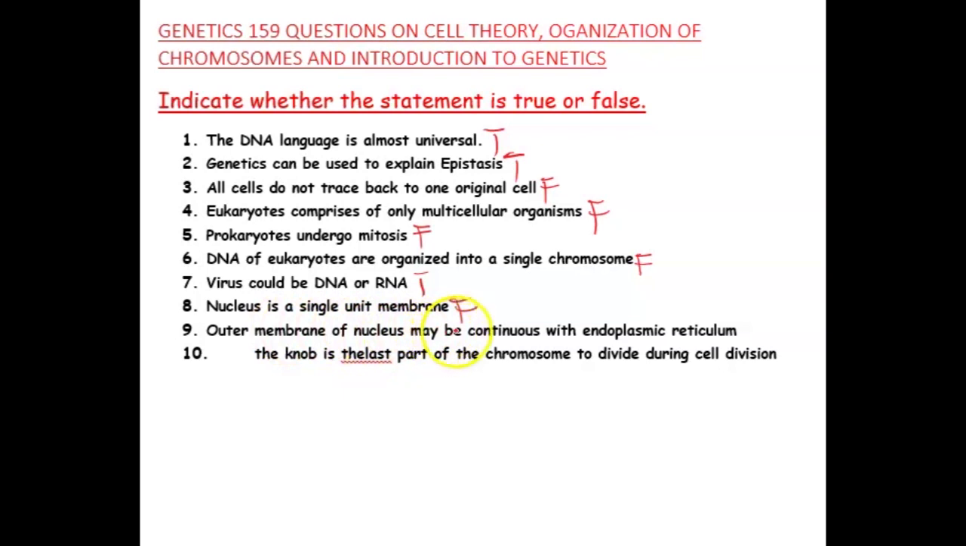The outer membrane of the nucleus may be continuous with the endoplasmic reticulum. False. It could rather be discontinuous. The knob is the last part of the chromosome to divide during cell division. This is also false. The last part of the chromosome to divide during cell division is the centromere.